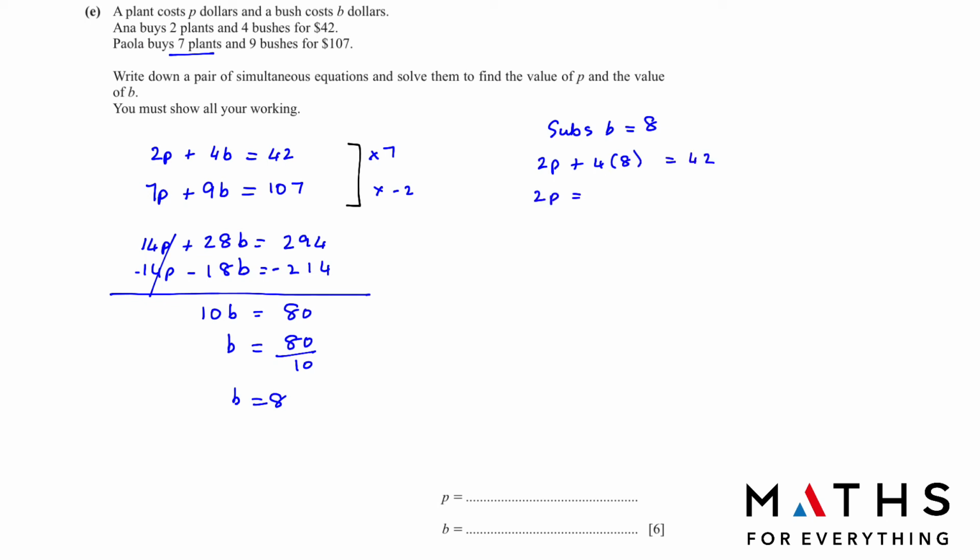2p plus 32 is equal to 42. So 2p is equal to 42 minus 32. 2p is equal to 10, and p is equal to 10 divided by 2, which is 5. You needed to understand how to form the equations, and simultaneous equations you must know how to solve very well. A very easy 6-mark question if you had formed the equation correctly. So p is 5 and b is 8.